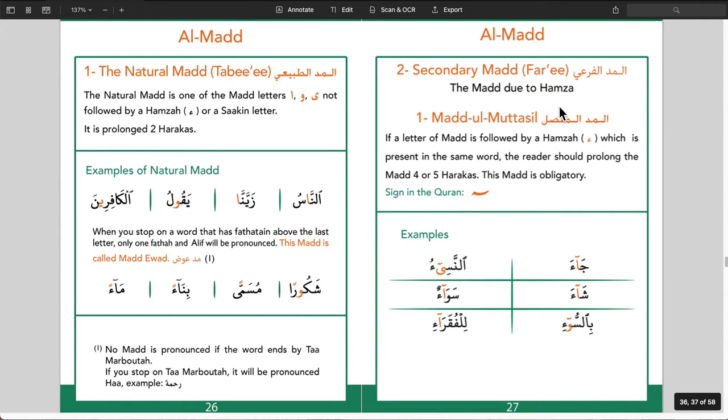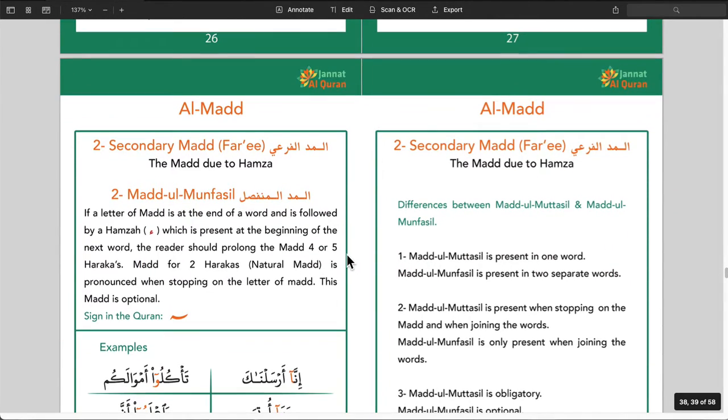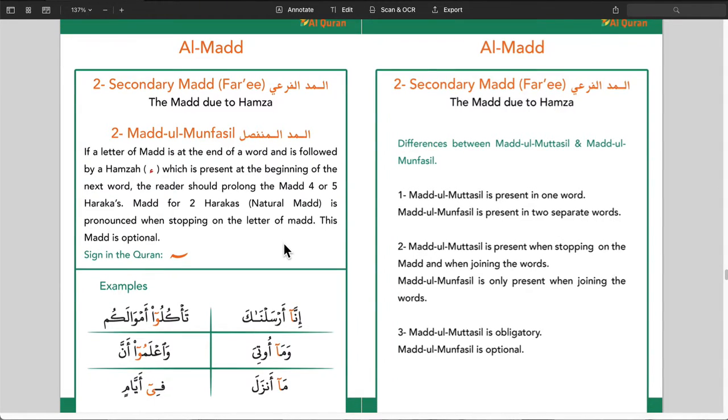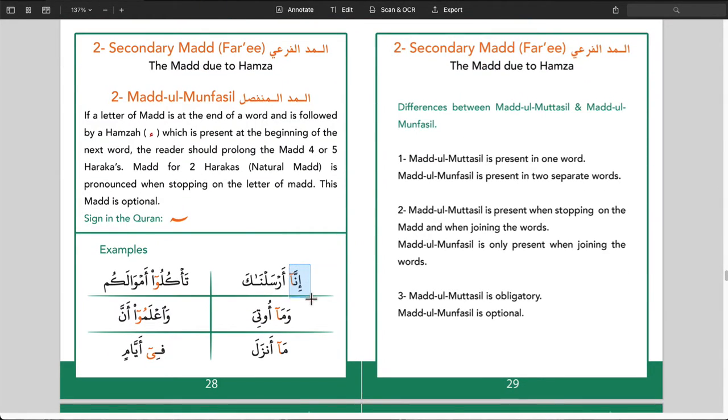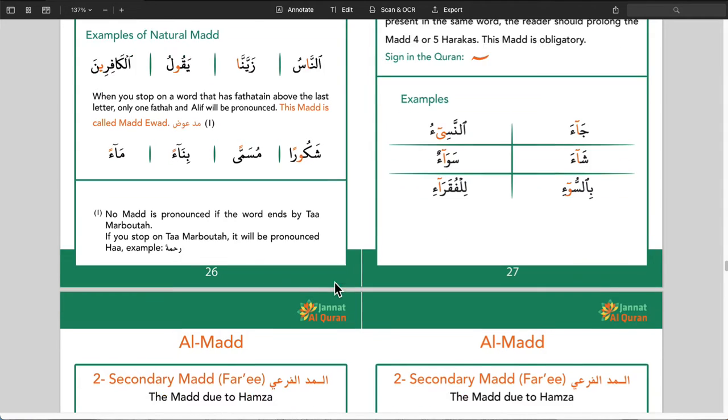Mad far'i, under the mad far'i we have the mad due to hamza. It's all under that category. So due to hamza we have two. Either it is muttasil like we saw above, or munfasil. Munfasil meaning in two separate words, meaning the first word is ending with a mad, and the second word will start with a hamza. So that's the difference. In the contrary, here we have the mad inside the word and then the hamza, all belonging to one word.